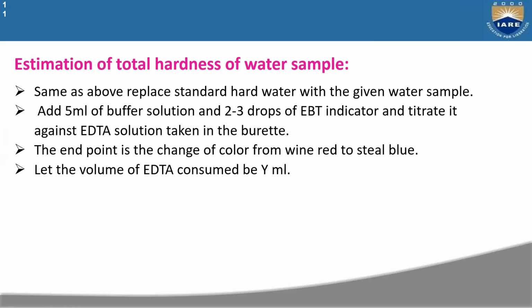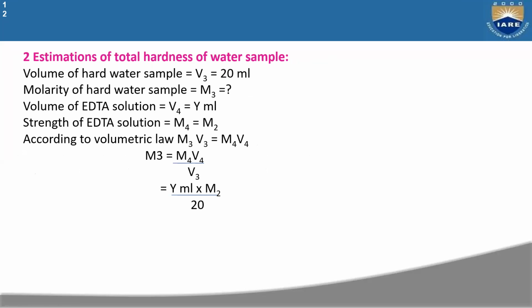The given water sample, buffer solution, and EBT, those three we have to take into the conical flask. The burette contains EDTA solution. The end point is a color change from wine red to steel blue. Let the volume of EDTA consumed be X ml. So you can see the estimation of total hardness of water sample.